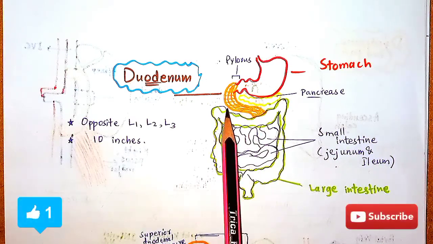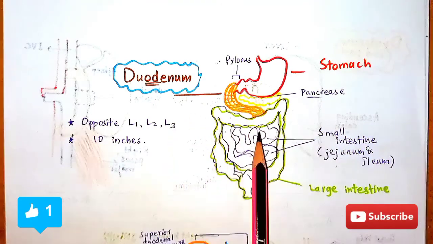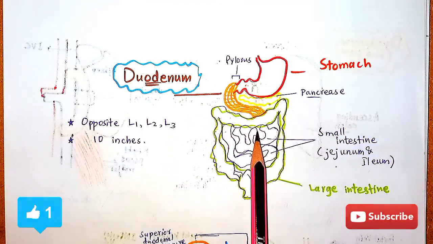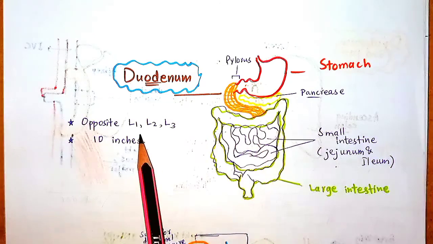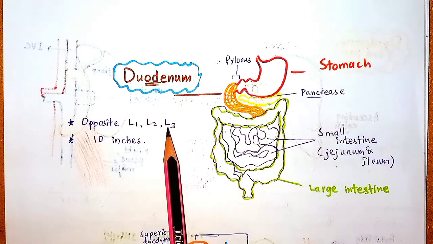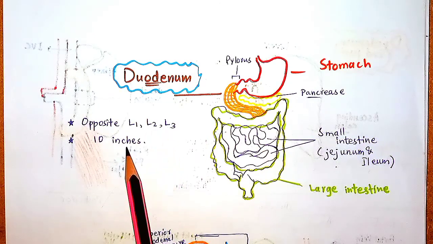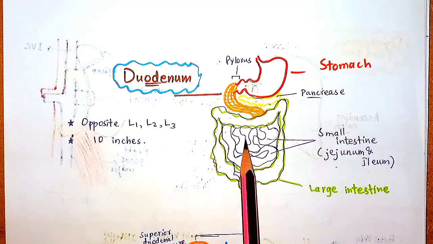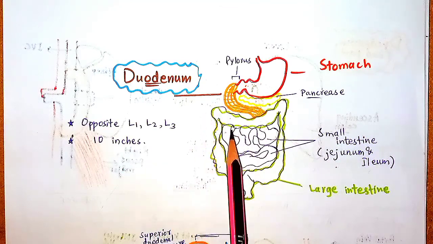If we talk about the location of the duodenum, it lies above the level of the umbilicus, opposite the first, second and third lumbar vertebrae. It is 10 inches long and it is situated in the epigastric and the umbilical region.